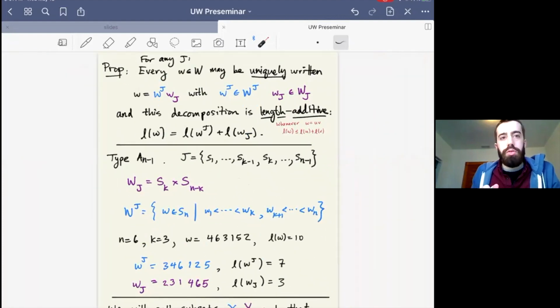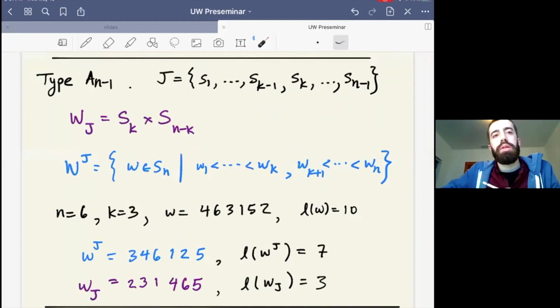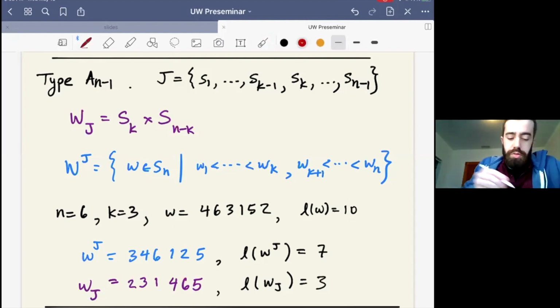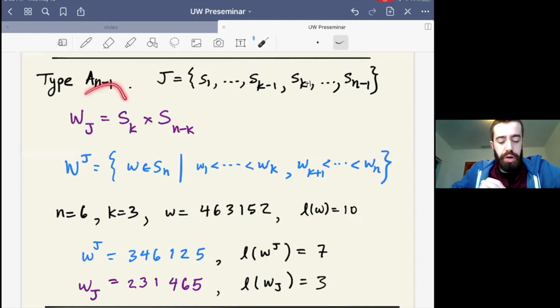Okay, so what does this look like in type A_{n-1}, which remember is the symmetric group? Just for simplicity, let's say J is all of my generators except S_k. As we discussed previously, this will mean that the parabolic subgroup is a product of S_k and S_{n-k}, where S_k is acting on the first k letters and S_{n-k} on the next n minus k.